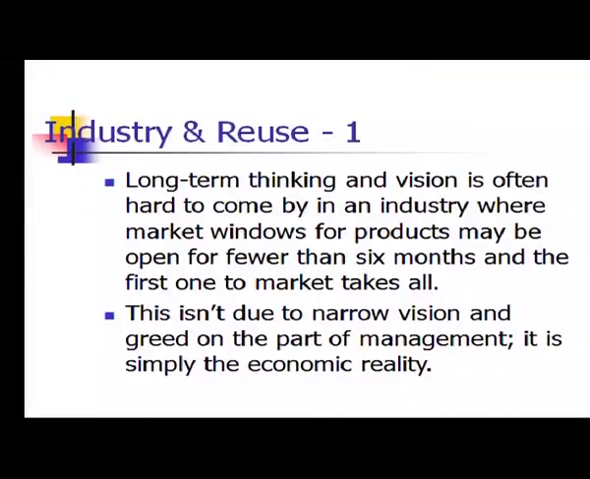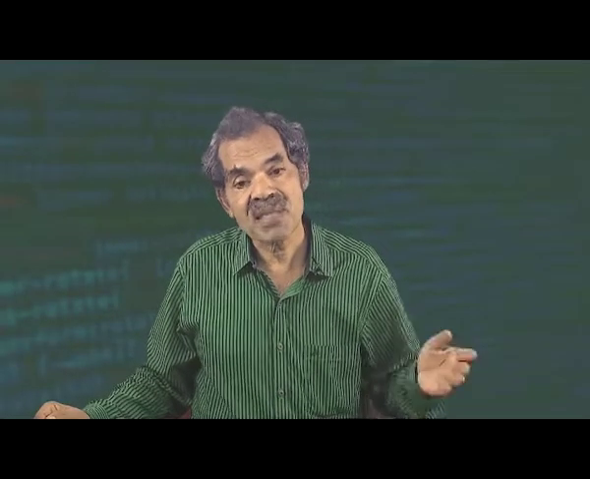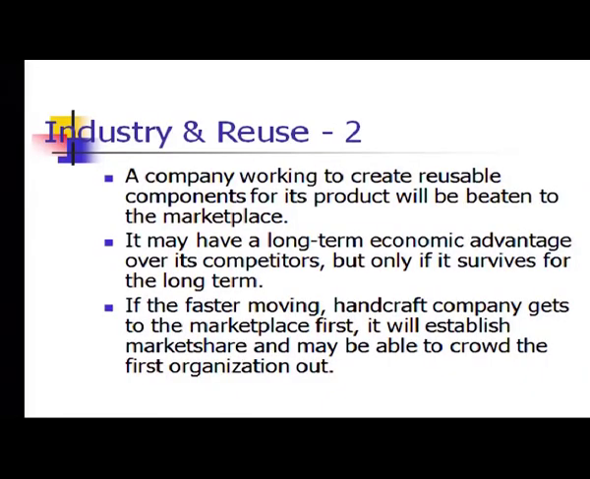Therefore, it is now becoming very important that what we have done earlier should combine together to give us complexity. A company working to create reusable components for its product will be beaten to the marketplace. It may have a long term economic advantage over its competitors, but only if it survives for the long term. People are very wary in the software industry today to even talk about 2 years. 2 years is a big time. If the faster moving handcraft company gets to the marketplace first, it will establish market share and may be able to crowd the first organization out.